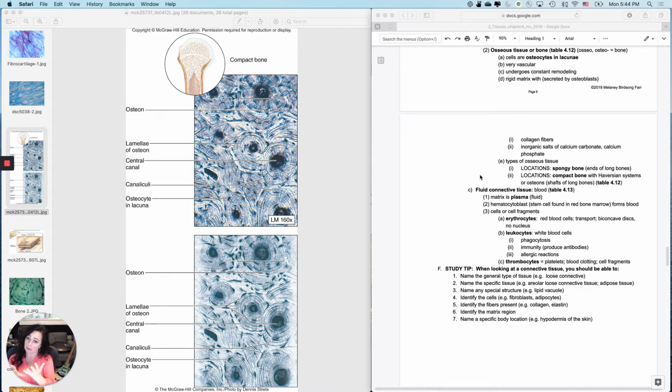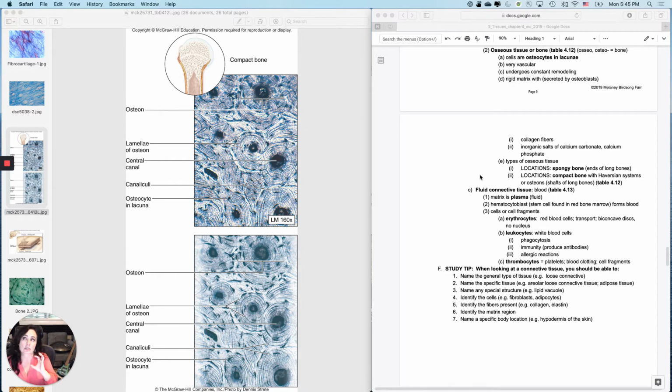This tissue, although it seems counterintuitive, is really vascular. Bone is very, very vascular. In addition, bone is undergoing constant remodeling. Your bones are not done once you are fully grown. They are going to get thicker if you use them more, and you're going to lose bone mass if you're less active. There is a rigid matrix.